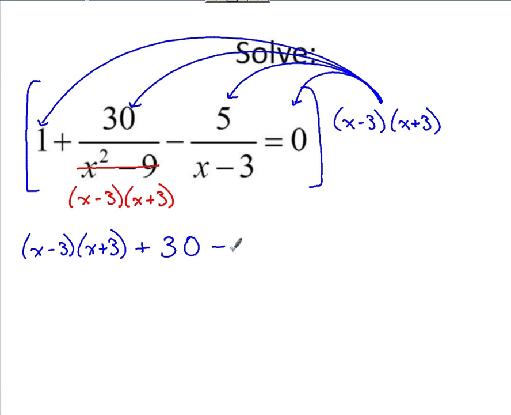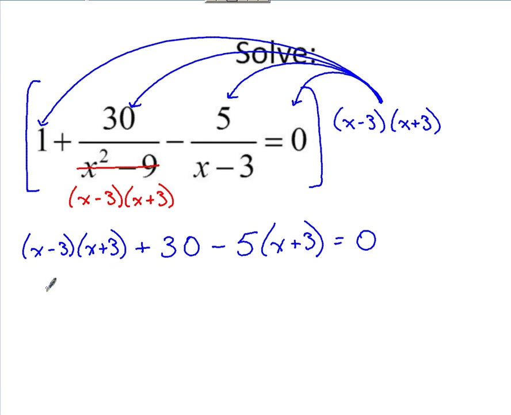Minus, okay, the only factor present in this fraction that we can divide out would be the x minus 3. So 5 is the numerator on top. That's going to get multiplied to the remaining factor of x plus 3. And obviously, when we multiply the other side, we just get 0. So we got a little bit of multiplying to do.